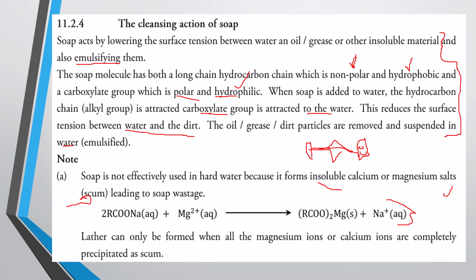So lather, which is that white component that you see when you're washing either utensils or clothes, can only be formed when all the magnesium ions together with the calcium ions are completely precipitated as scum.